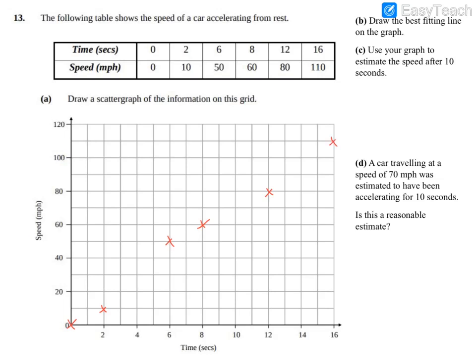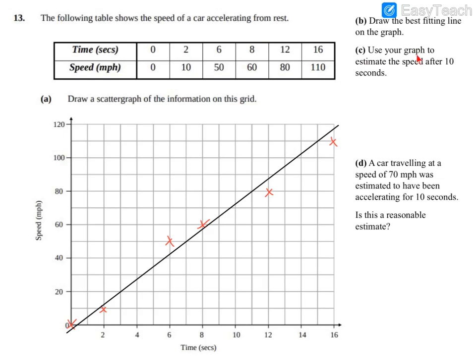Good. Now part B says draw the best fitting line on the graph. So a line of best fit going through, or at least going near to as many of these points as we can. I reckon we're going to have a line that looks a bit like that. If you've got as many points above your line as you do below your line, then you know you've drawn a pretty decent line of best fit. So I've got 1, 2, 3 below, and I've got 1, 2, 3 above, so that'll do.